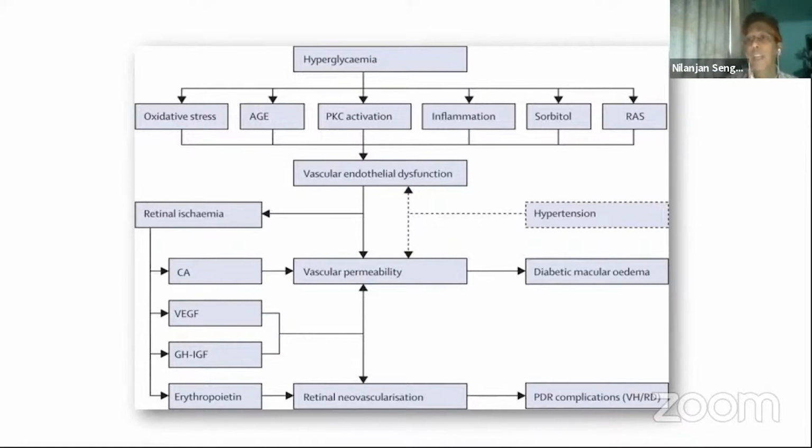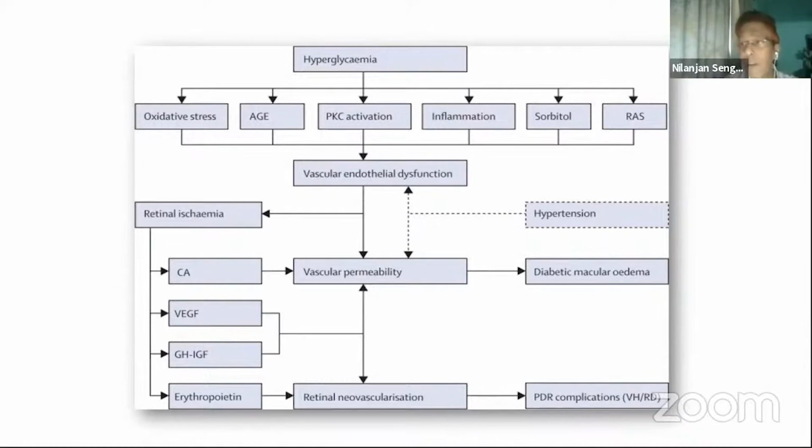Therefore, what is the essence of treatment of panretinal photocoagulation in proliferative diabetic retinopathy? Panretinal photocoagulation is done to decrease the retinal ischemic burden so that the rest of the retina is salvaged. So the triggering point may be retinal ischemia, but then oxidative stress.